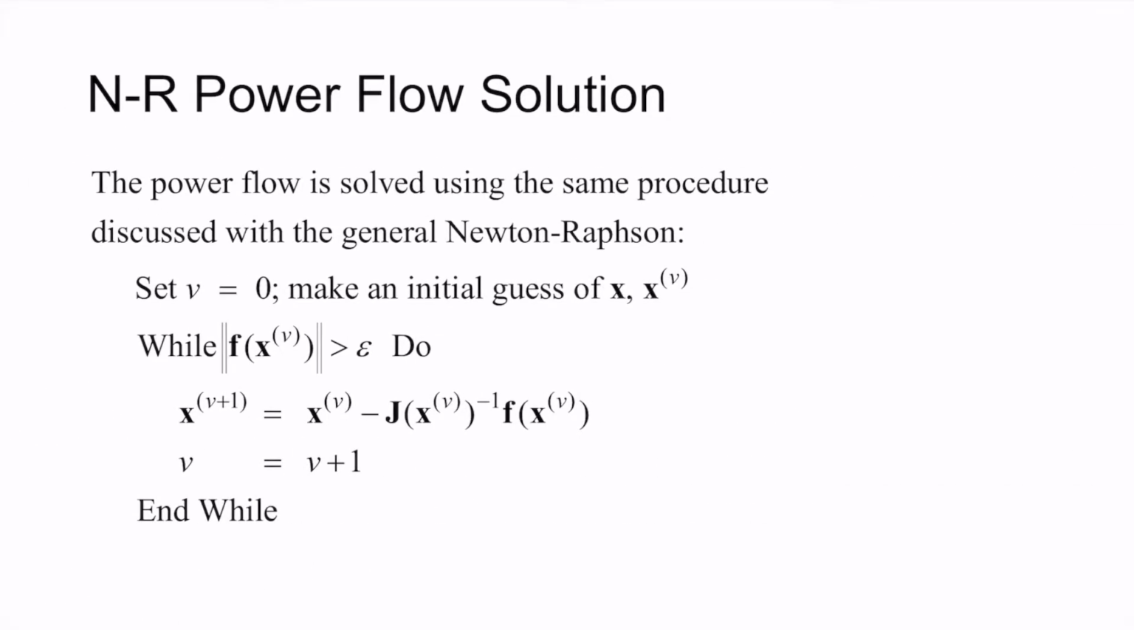Power flow is solved using Newton-Raphson for the general case. We start with an initial iteration and an initial guess. We repeat the update of this vector of unknowns, which in our case will be the magnitudes and angles of the voltage. At every iteration, it is updated with the iterate v minus the inverse of the Jacobian evaluated at iteration v multiplied by the function at iteration v. We repeat that until we reach some level of convergence or tolerance.